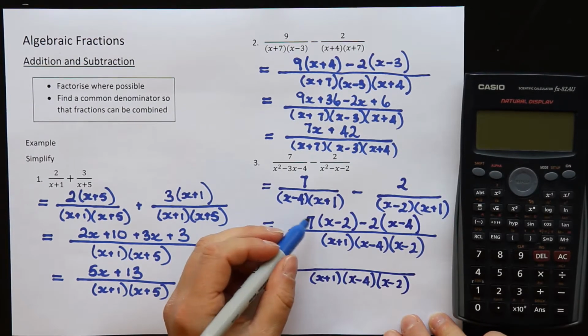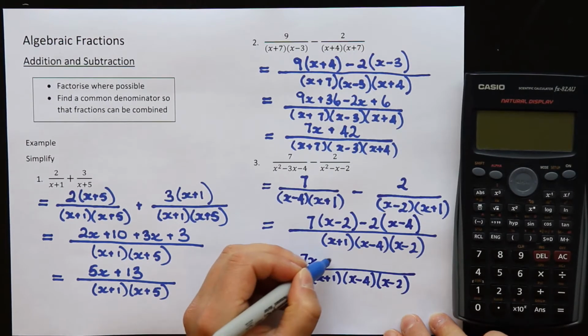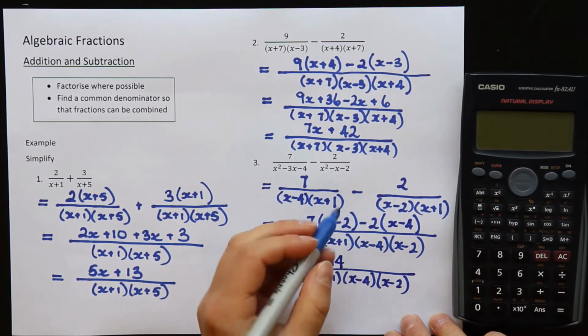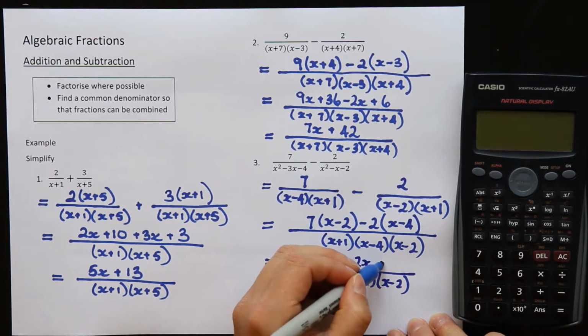On the top, we just need to expand. 7 times x is 7x, minus 14. Minus 2, again, be careful with negative signs. Minus and a minus will make a +8.